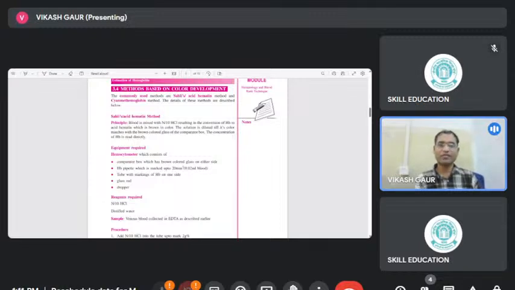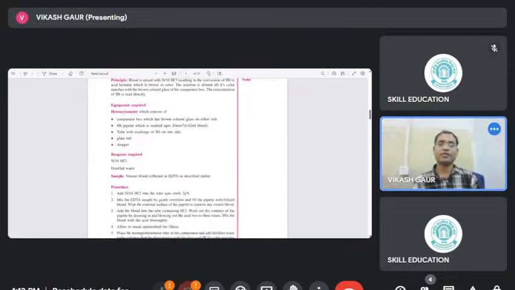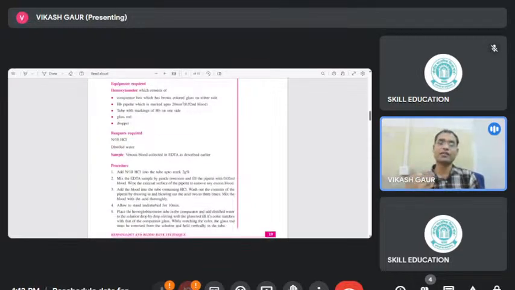What kind of equipment is required for this purpose? The hemoglobinometer is required. The hemoglobinometer consists of a comparator box which has brown colored glass on either side, an Hb pipette which is marked up to 20 mm, 0.02 ml blood is required, a tube with markings of Hb on one side, a glass rod and a dropper. The reagent is N/10 HCl, and distilled water is required. And the sample is venous blood collected in EDTA, ethylene diamine tetraacetic acid, which is an anticoagulant that prevents the blood from clotting.